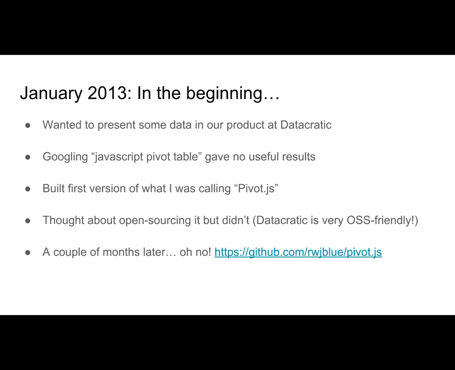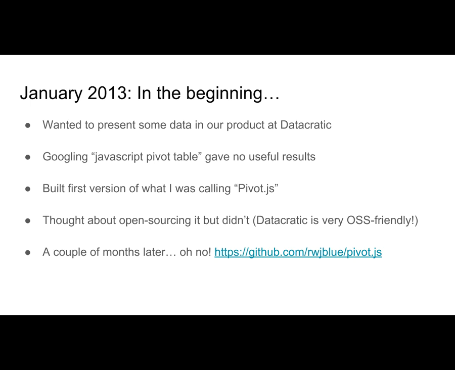So I went and Googled JavaScript pivot table, and in January 2013, when you Googled JavaScript pivot table, you found nothing. There was nothing useful. If you Google JavaScript pivot table now, there's at least 10 different ones, but back in the day, there wasn't anything. So I built the first version of what at the time I was calling Pivot.js. Pivot in the startup world is what you do when you discover that your business model doesn't work and you need to pivot, go do something else. So I thought it was quite clever.